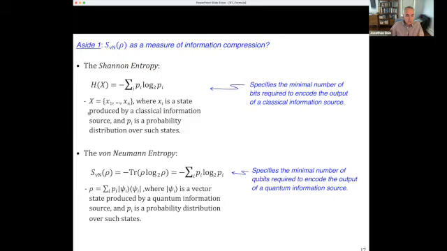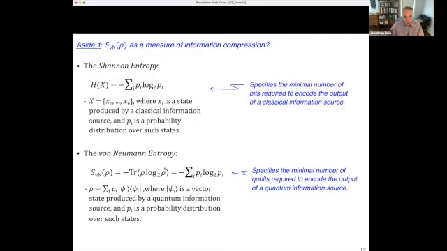Shannon entropy is defined with respect to what we might think of as an ensemble of classical states, a collection of classical states, little x1 through xn, with a probability distribution defined on them. And the Shannon entropy of such an ensemble of classical states is defined as minus the weighted sum of log 2 of the probabilities, weighted by those same probabilities. And then there's an argument in classical information theory that underwrites the claim that the Shannon entropy so defined specifies the minimal number of bits required to encode the output of a classical information source, one of the states of an ensemble of classical states.